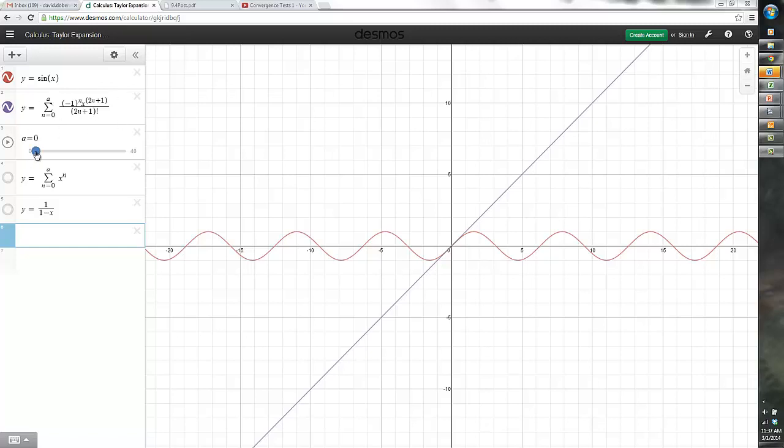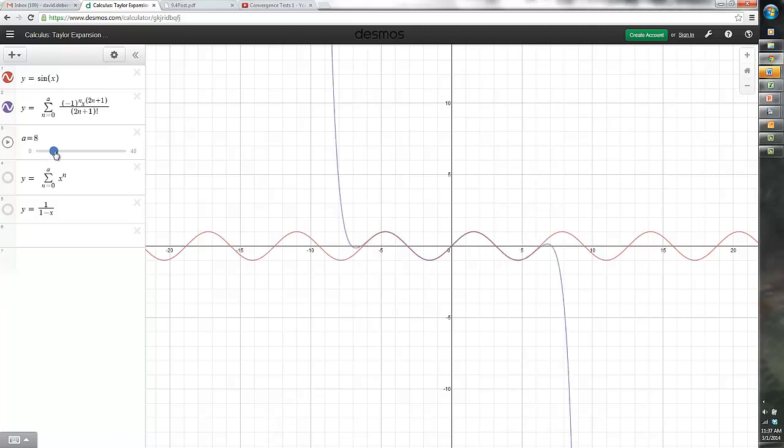So as I drag this slider, I'm going to add more and more terms of the Maclaurin series. And as I add more and more terms, you see that a larger interval of x values seems to be equal to the sine x function. And it seems like the more terms that I add, the wider that interval becomes.